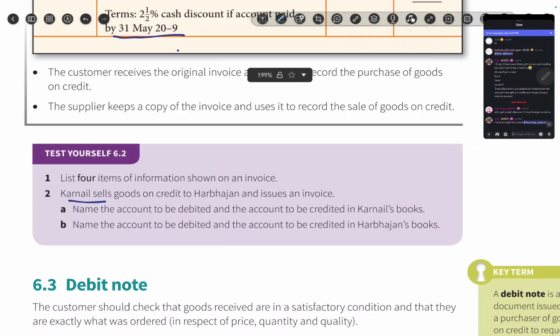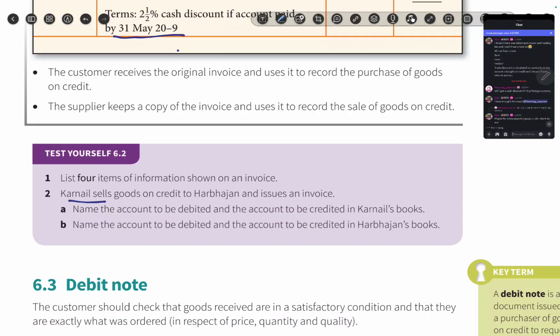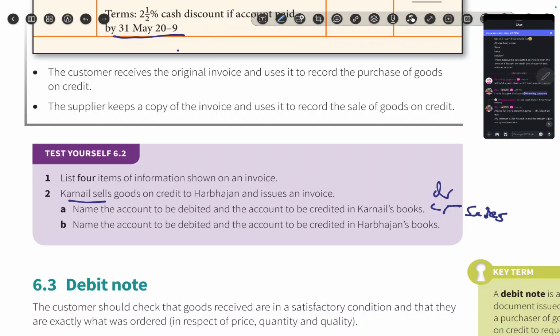Sells goods. This guy sells. So when you sell goods, you credit your sales account. So in this person's book, we credit sales. And you debit this guy because it's on credit. Right now we don't have any bank, so that's why we'll be using this. Let's just write HR, and then over here it's gonna be debit purchases and credit Karnail.